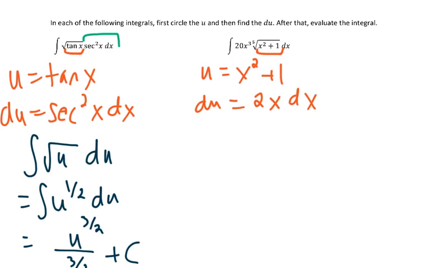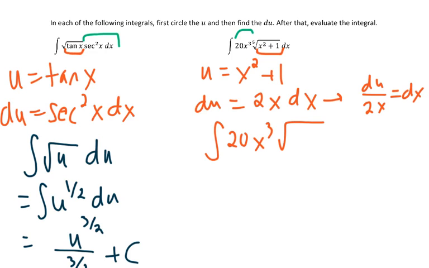Okay, so this one's going to take a little bit more creativity because when you look at what's here, we have x cubed and our du only needs x squared. So I'm going to do this one a little bit differently, and I'm going to say du divided by 2x is dx. And now I'm going to rewrite. So I have 20x cubed square root of u times du over 2x.